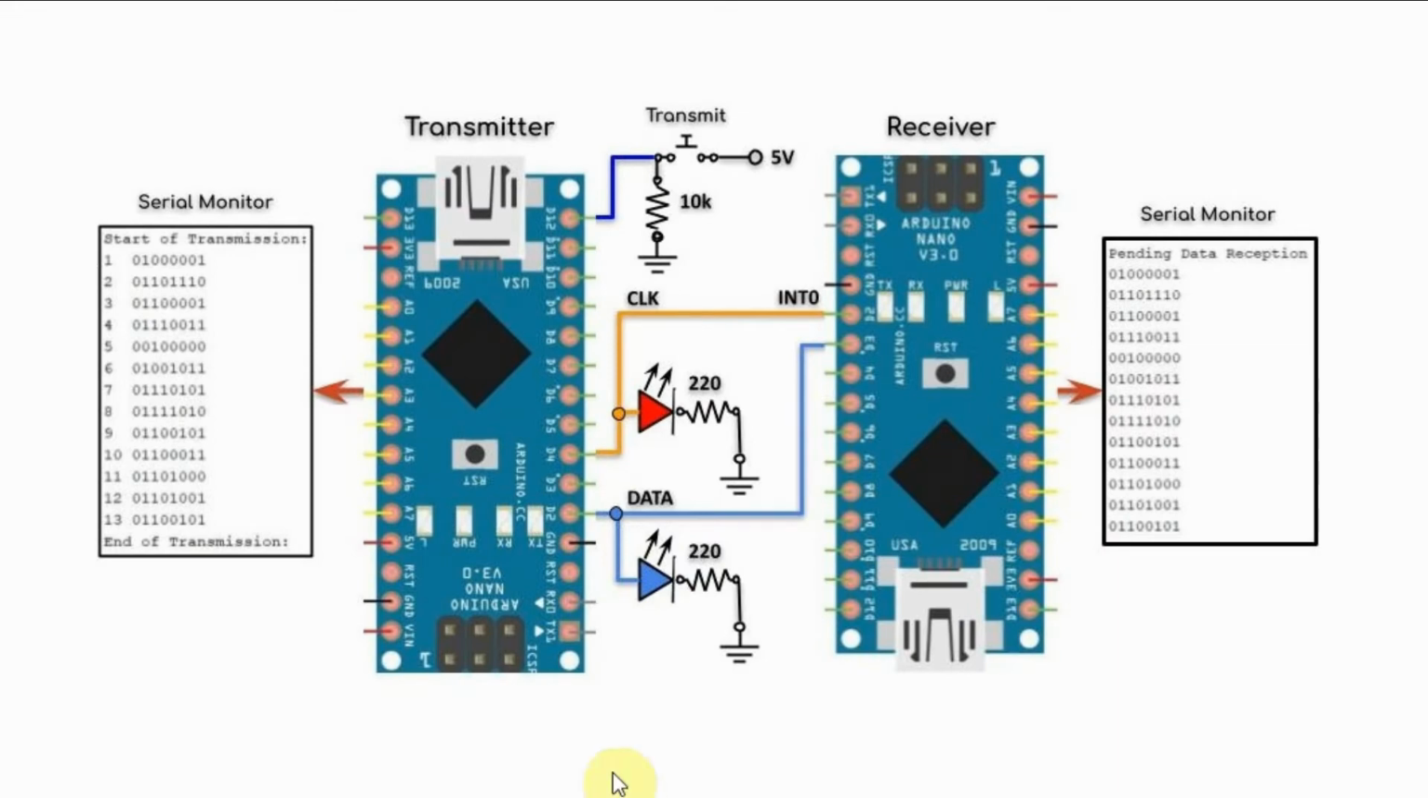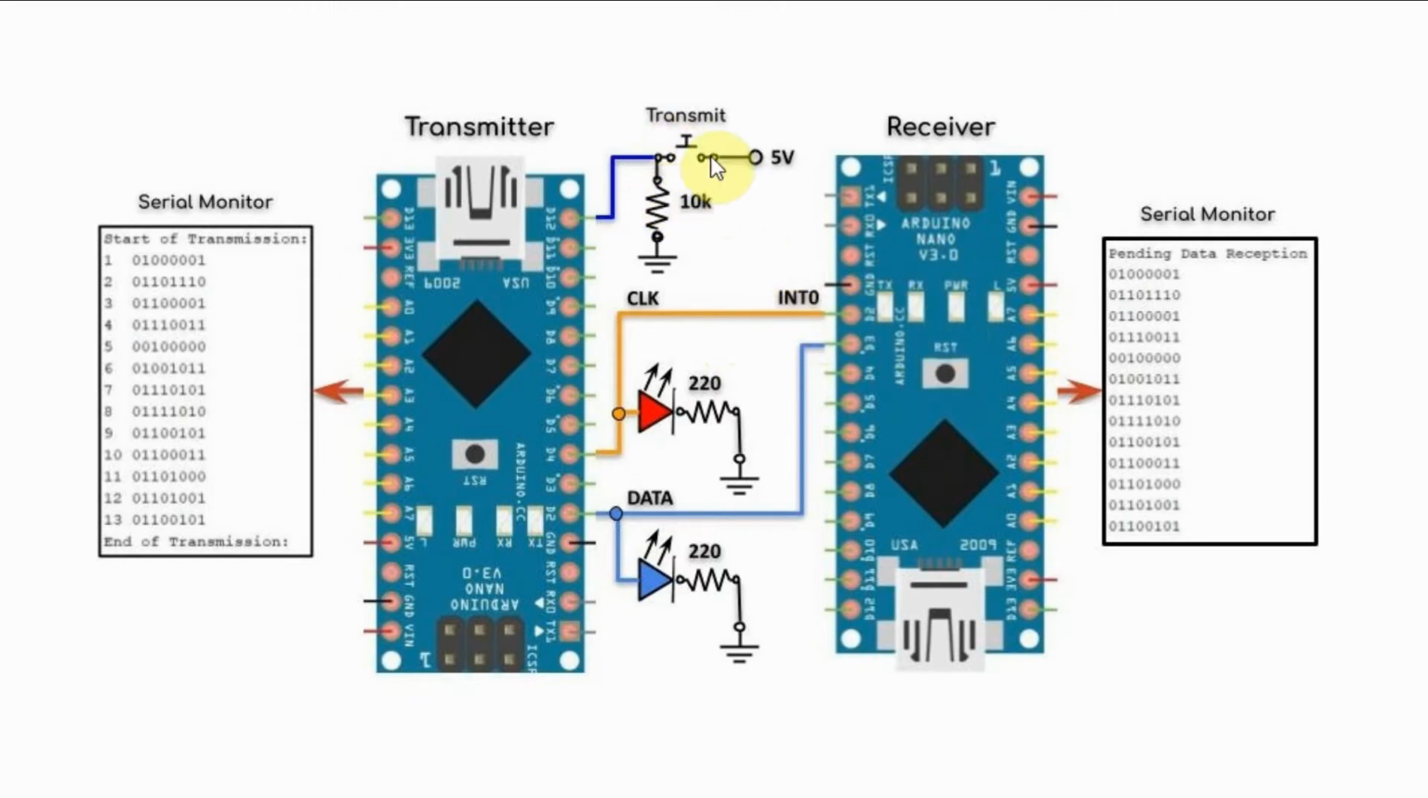We have two Arduinos, one as a transmitter and the other as a receiver. The transmitter will transmit bytes of data to the receiver using a wired serial data line. And there's also a clock line which is used to synchronize the data at the receiver side. The clock line is connected to interrupt pin 0 of the receiver.